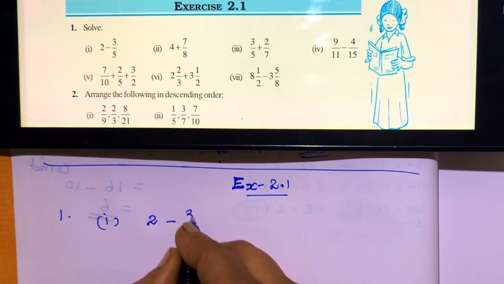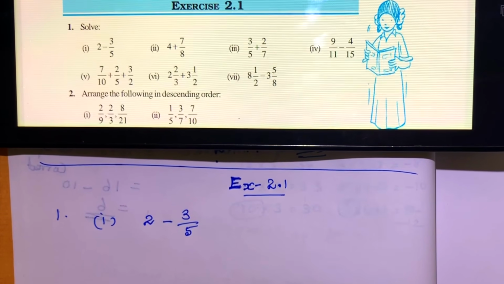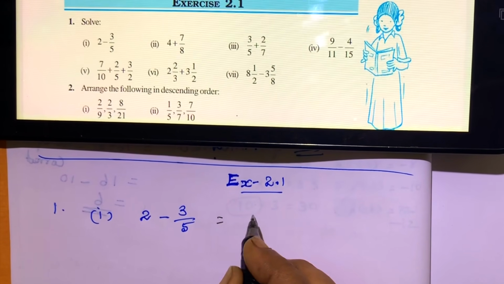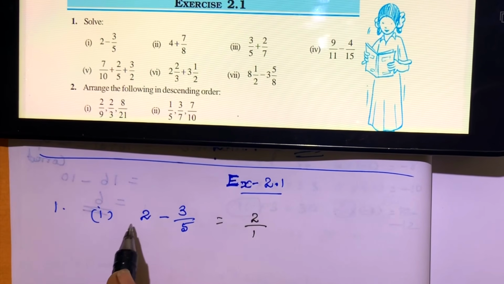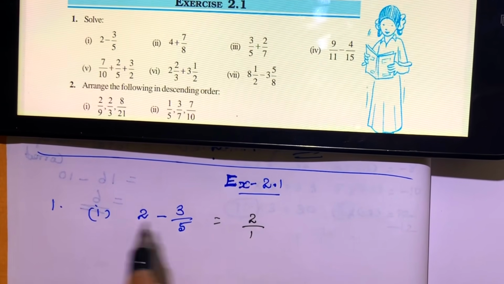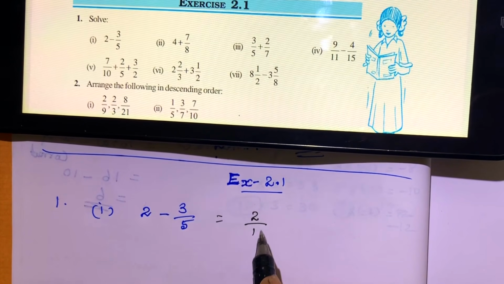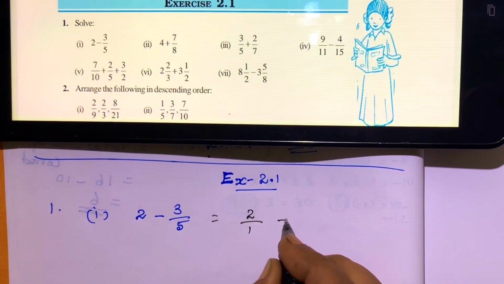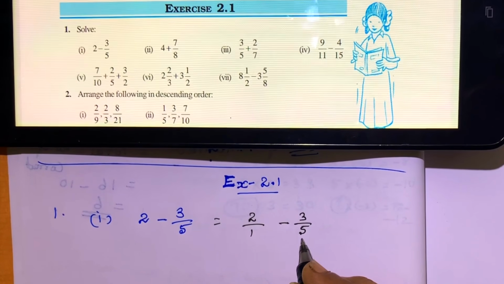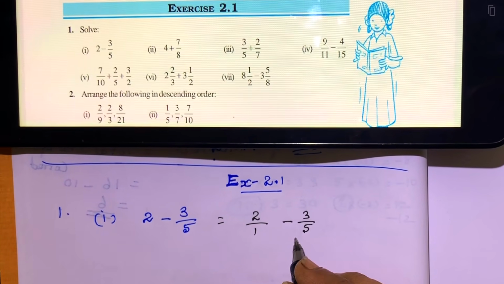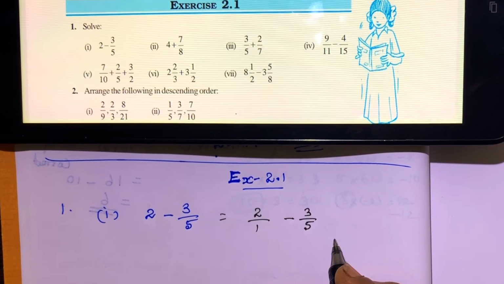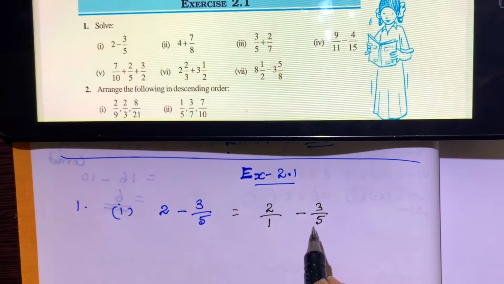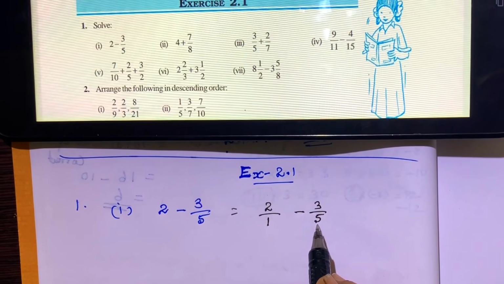2 minus 3 by 5. So 2 minus 3 by 5 means 2 is nothing but 2 by 1. You know very well this is a whole number. You can convert this whole number as a fractional number. So 2 by 1. This is the numerator. This is the denominator. Minus 3 by 5. You know very well addition and subtraction you have learned in the smaller classes itself. Here 1 is a denominator and here 5 is a denominator.